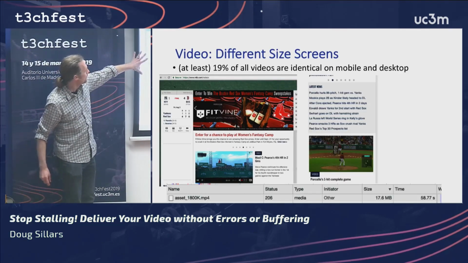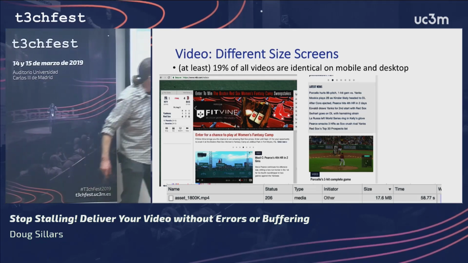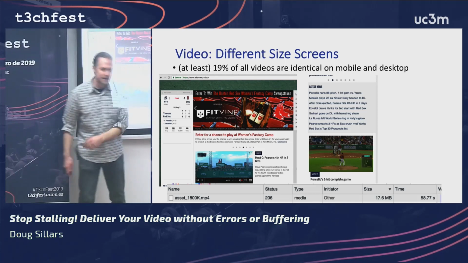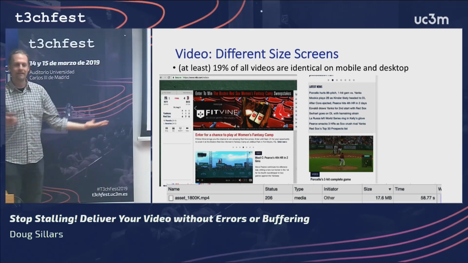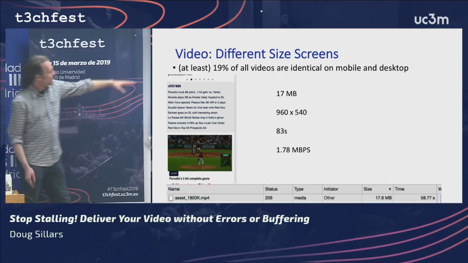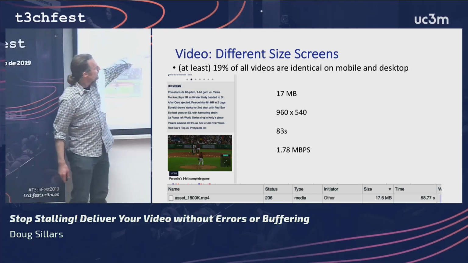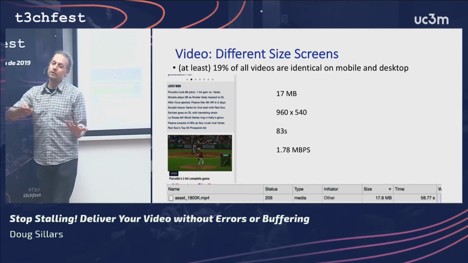This is MajorLeagueBaseball.com. It's the Red Sox. This video right here on desktop is the same as this video here on mobile. It's 17.6 megabytes, right? This is a recap of an entire baseball game. Baseball games are 2-3 hours long, so an 83-second long video, that's not all that bad, right? It's 17 megabytes, it's 960 by 540. What can we do to make it smaller?